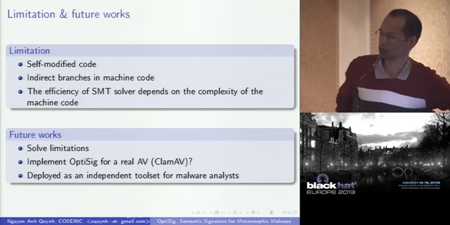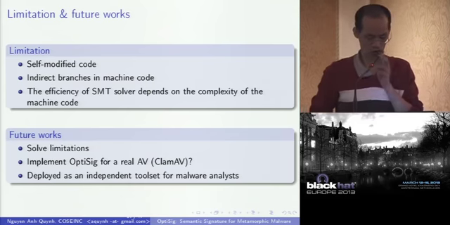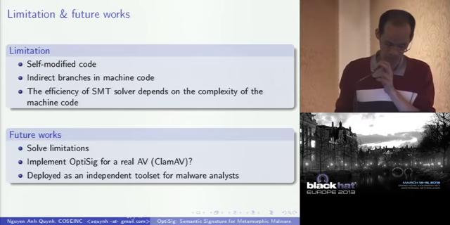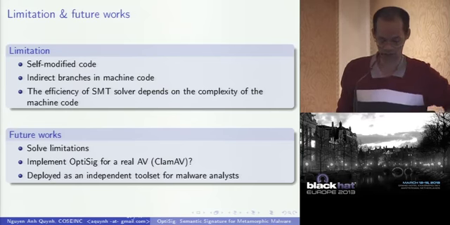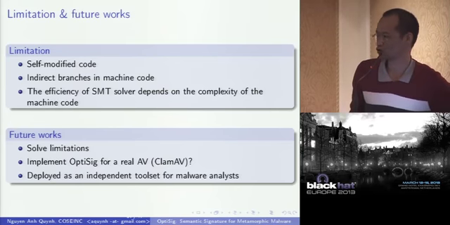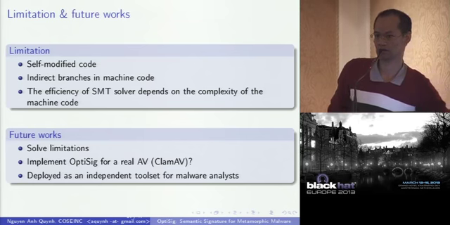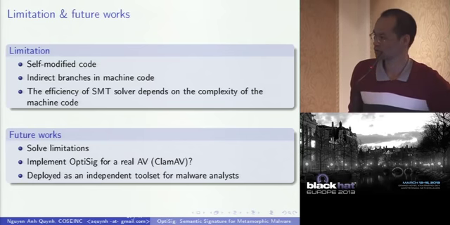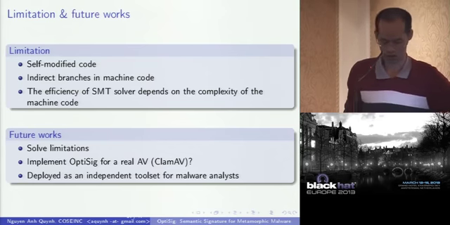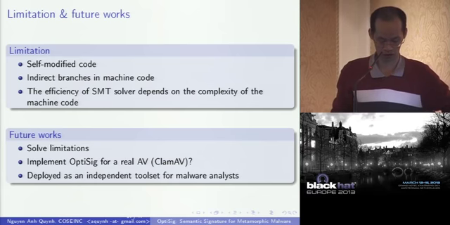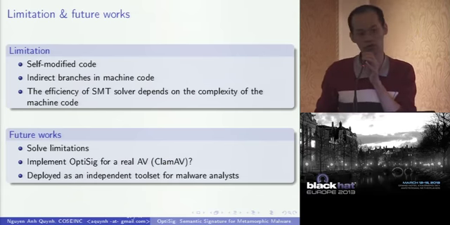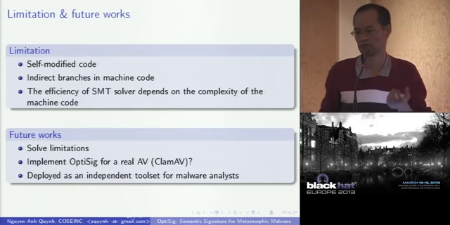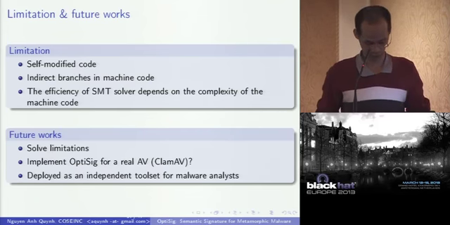So the future work is that we try to solve the limitations somehow. And maybe if we have time, we can try to implement OptiSig for a real AV. You can use ClamAV, which is open source. And we will deploy OptiSig as an independent toolset for malware analysts, so they can benefit from this tool.